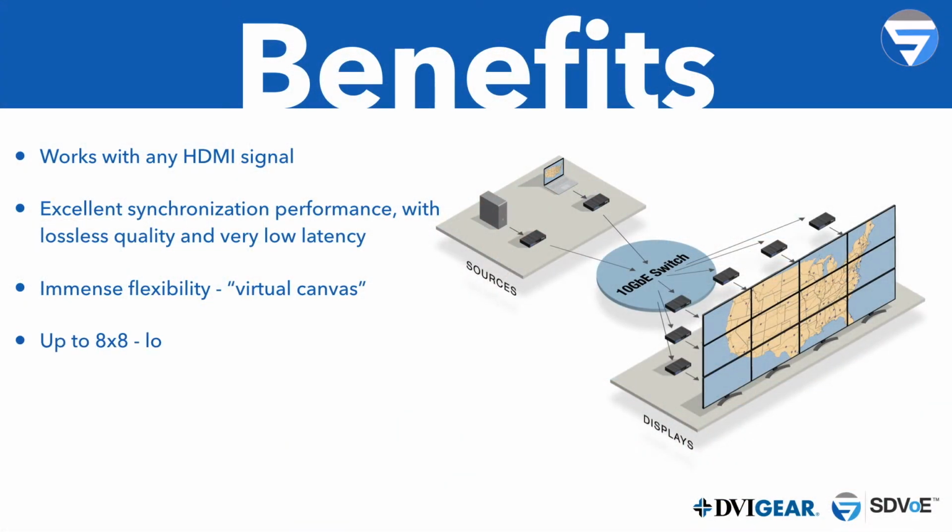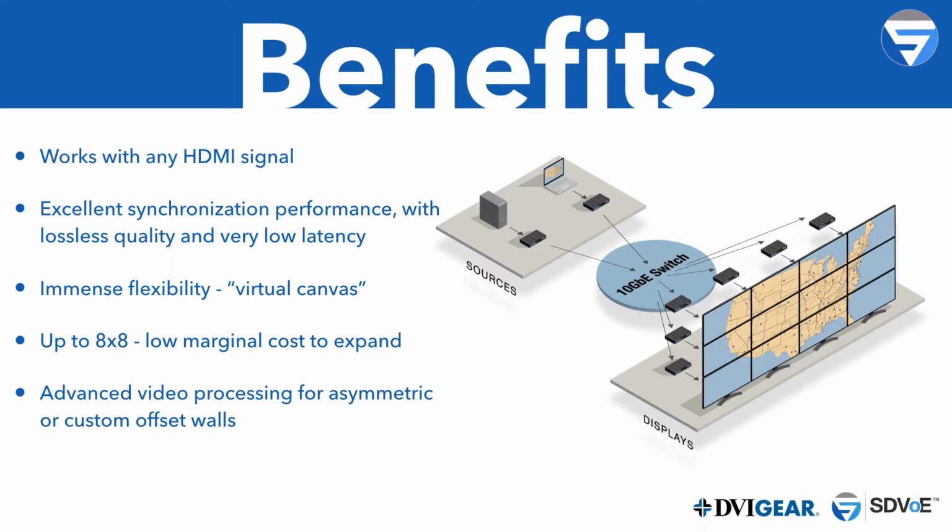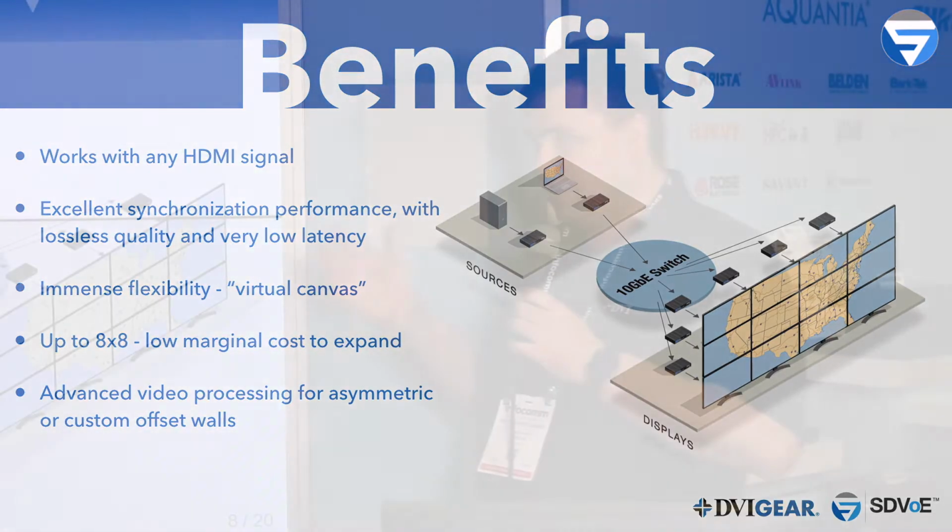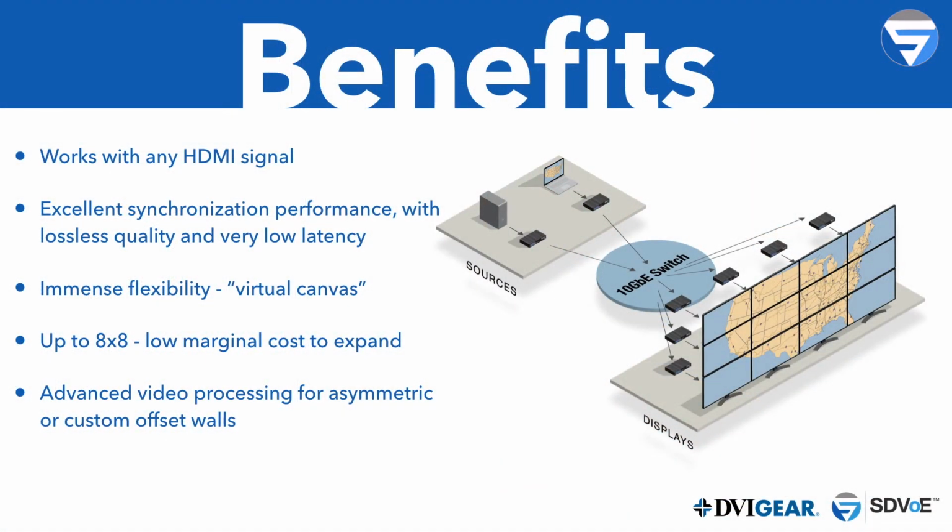You can go up to 8x8. There's a low marginal cost to expand. If you already have a 5x5, you can just buy more units. You don't have to replace the fabric of the switch or replace the whole processor in order to expand this system. It has advanced video processing as a result of those internal device scalers, which allow for asymmetric or even custom offset walls. And we'll detail some of the more interesting applications that we as a company have created in response to customer requests later on in this presentation.